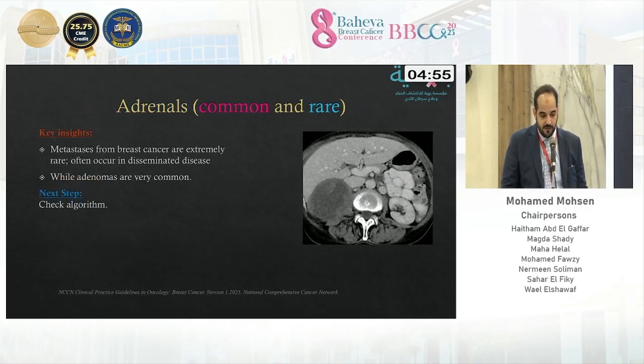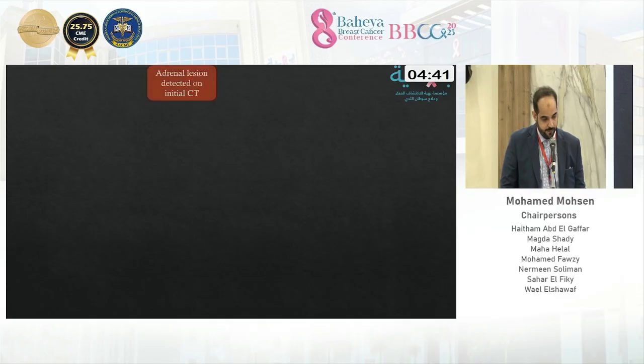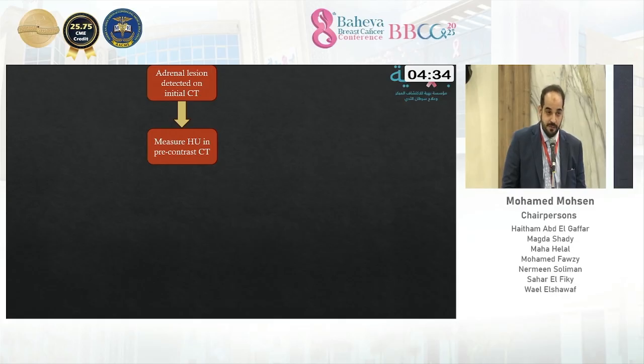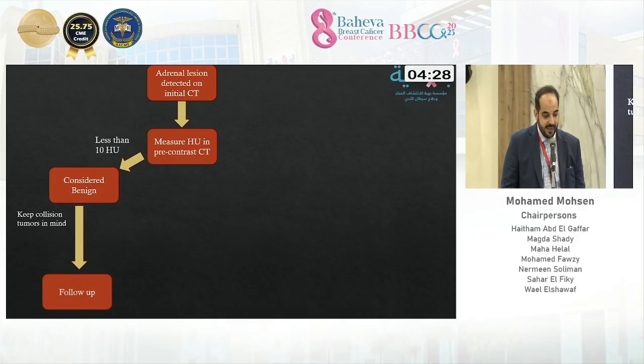The adrenals, I like to call them common and rare. What's rare is that metastases from breast cancer are extremely rare, often occurring in disseminated disease, while adenomas are very common overall. We should check the next algorithm. If an adrenal lesion is detected on initial CT, measure the Hounsfield unit on pre-contrast CT. If it's less than 10 Hounsfield units, consider it benign. Proceed for follow-up, keeping in mind collision tumors in the future.